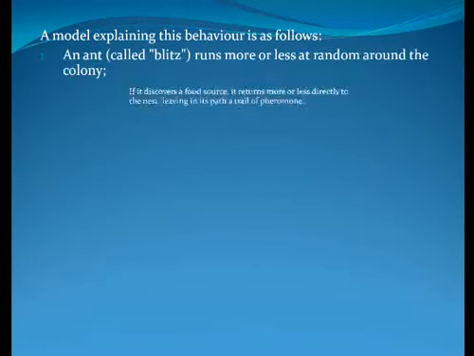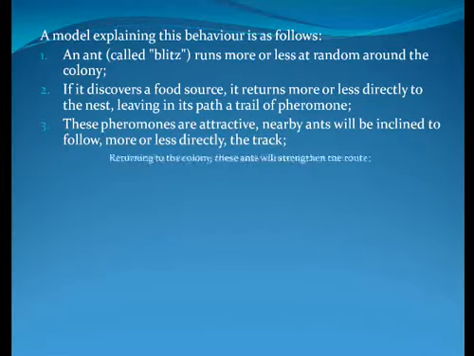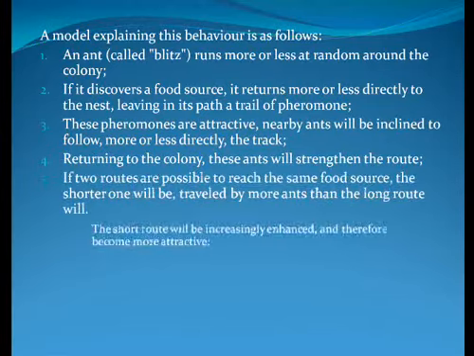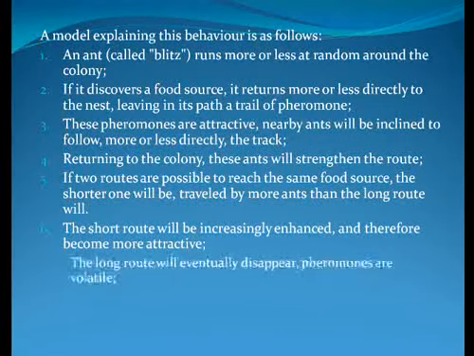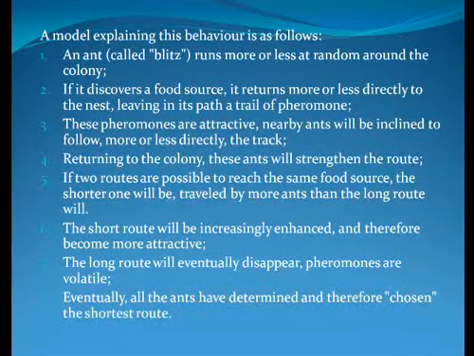An ant runs more or less at random around the colony. If it discovers a food source, it returns more or less directly to the nest, leaving in its path a trail of pheromone. These pheromones are attractive. Nearby ants will be inclined to follow, more or less directly, the track. Returning to the colony, these ants will strengthen the route.